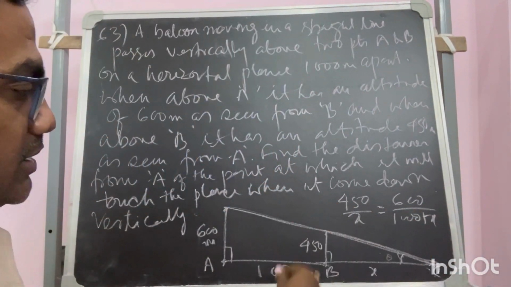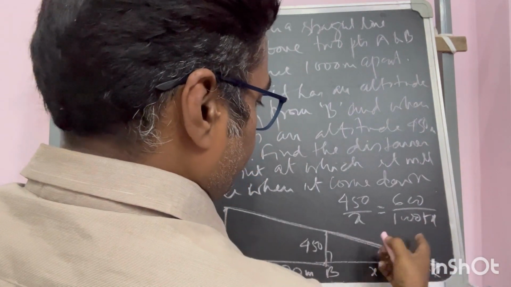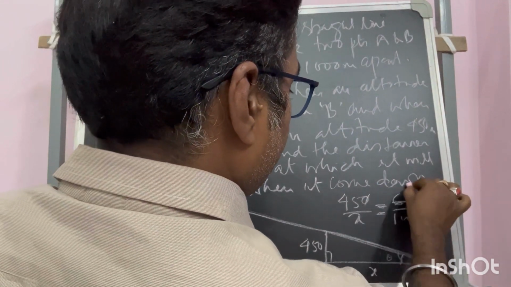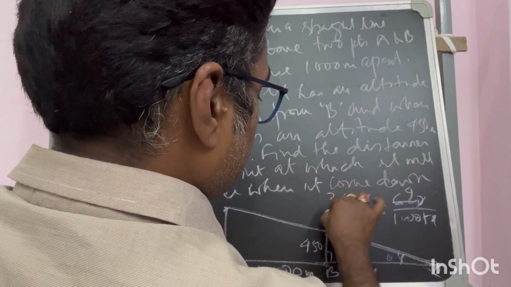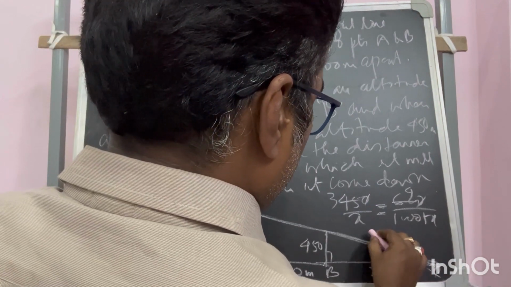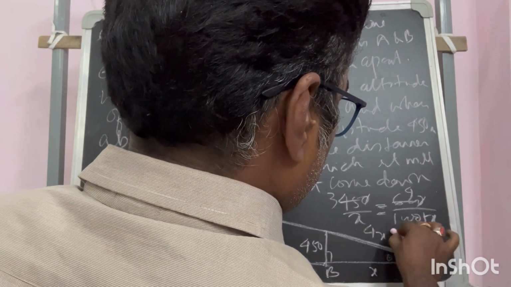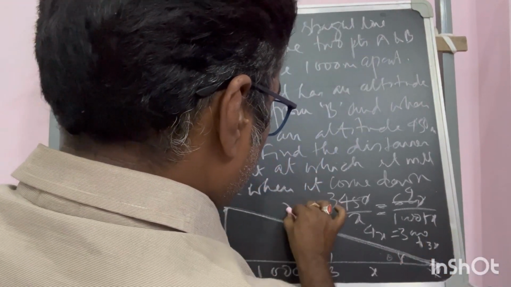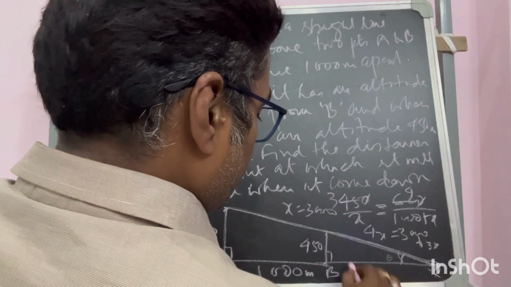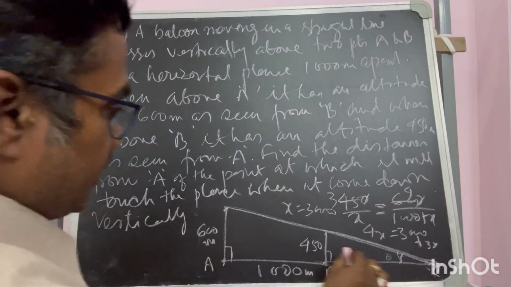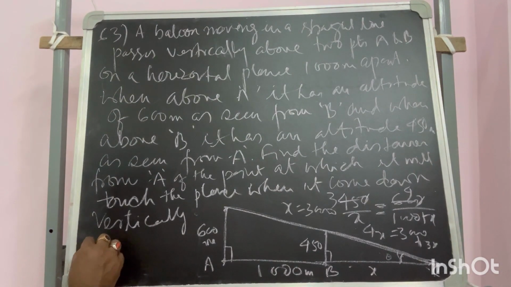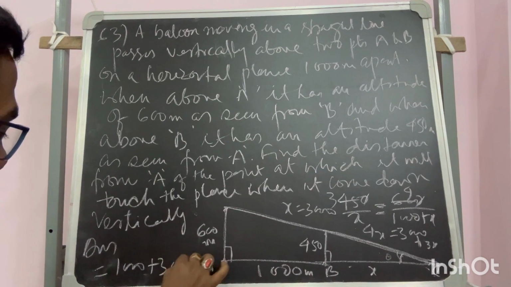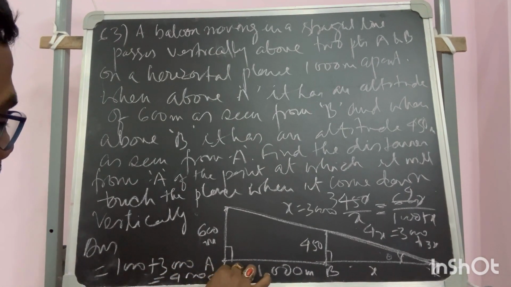As it is a single variable, one equation is sufficient to solve for X. So this is 15, 4, 15, 3. Ultimately, if we multiply, 4x is equal to 3000 plus 3x. So ultimately x will be 3000. So the distance from A to the point when it is touching will be 1000 plus 3000 more, which gives you 4000. So this will be the answer in meters.